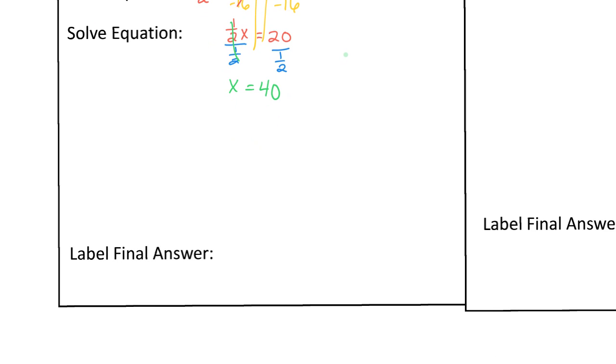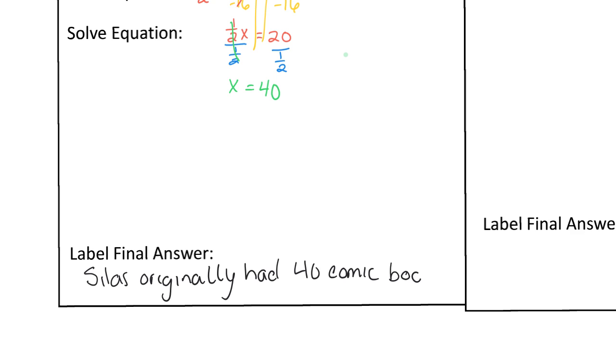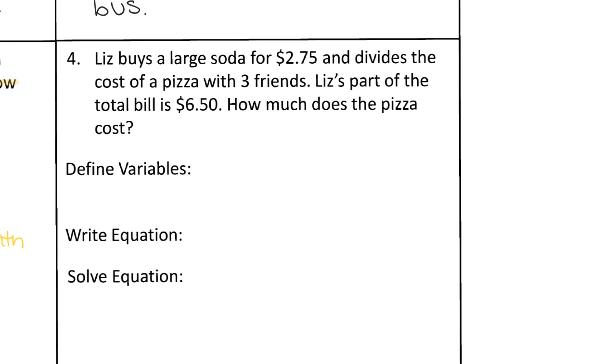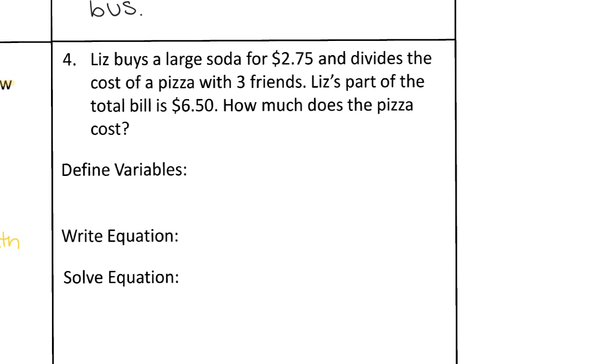So now we have to label our final answer and say Silas originally had 40 comic books. He's almost back there. So 40. So hopefully he bought some good ones. All right. One more to do. I want you to try number 4 on your own. Okay, try number 4. So pause, and once you're done trying it, or if you get stuck, unpause.